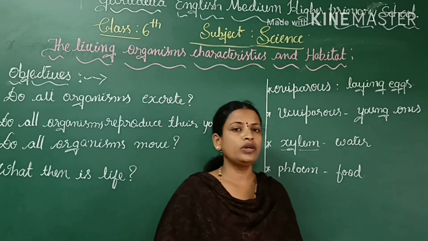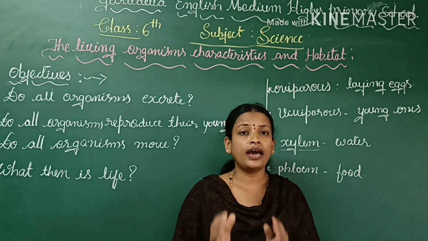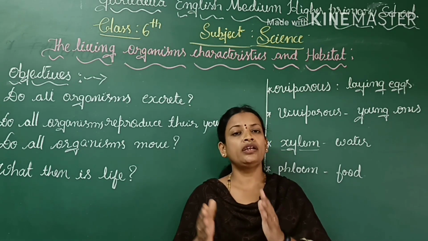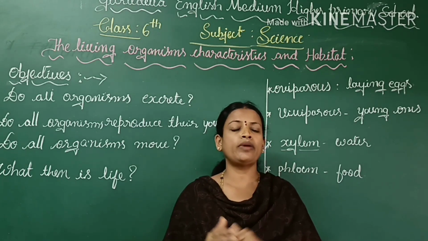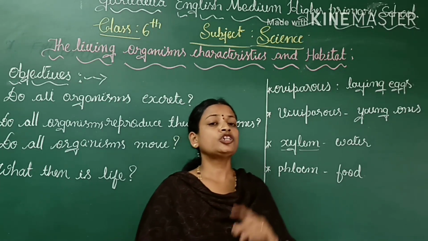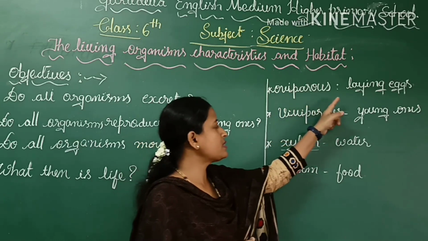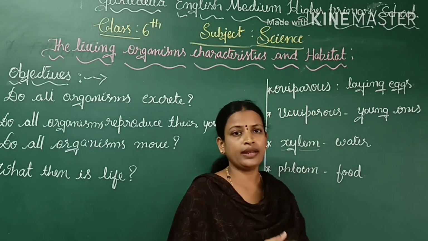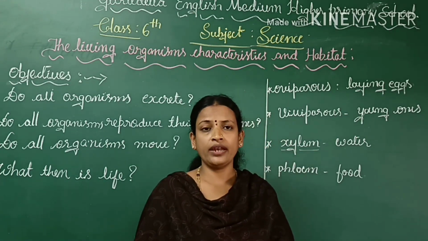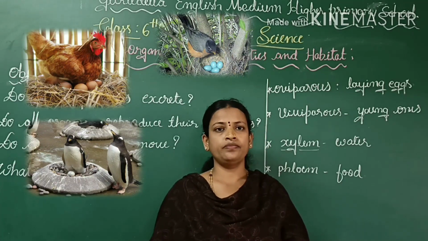Now let me continue. What are the varieties of reproduction? We can identify it in animals. Animals reproduce, and plants also reproduce. But in the case of animals, reproduction takes place in two ways. What are those? The first one is oviparous and the second one is viviparous. Oviparous animals are the egg-laying animals. We can call those animals or organisms oviparous.